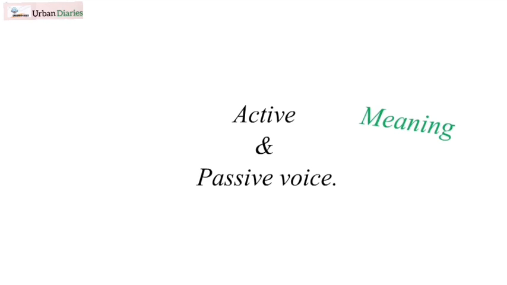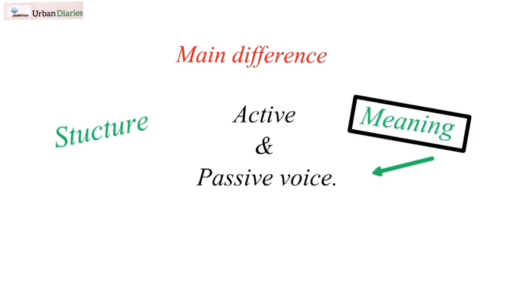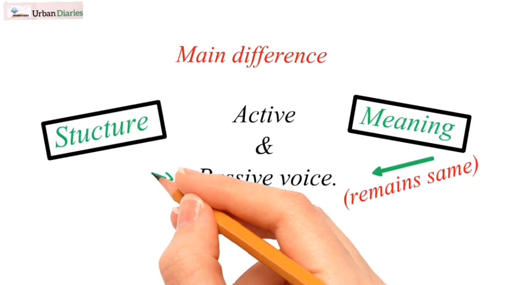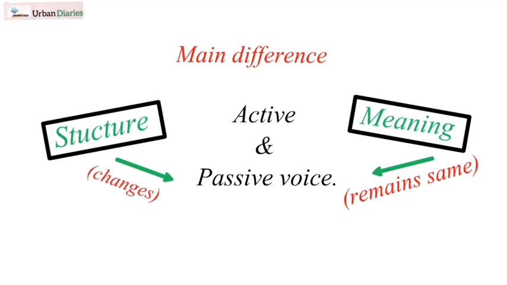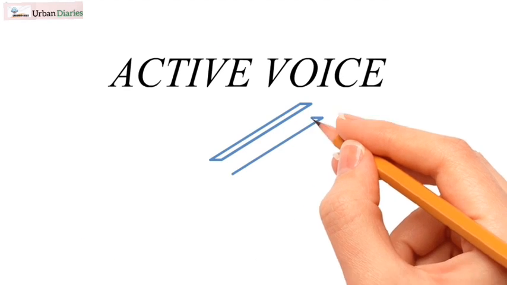Alright then, I believe by now you have understood what is an active voice and what is a passive voice. Also, you have understood the main difference between active and passive voice, that is, the structure of both the sentences. Remember, the meaning of an active voice and passive voice remains same, but the structure while we change an active voice to passive voice changes. This process is also known as transformation, transforming an active voice into a passive voice. Now is the time to learn how to change an active voice into a passive voice.